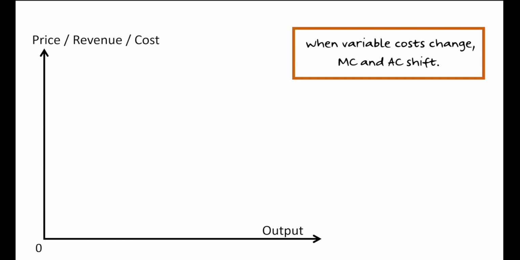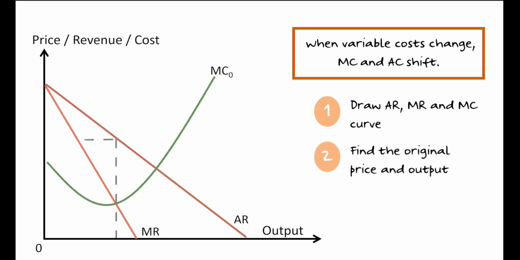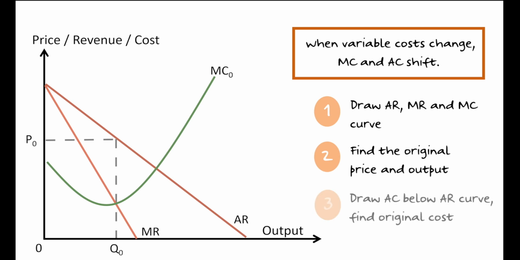Okay, so as usual, draw your axis: price, revenue, cost, output. Draw your AR, MR, and MC curve to find the original price and quantity, P0 and Q0. Then draw the AC below the AR curve. Our initial scenario is that it is a supernormal profit situation.